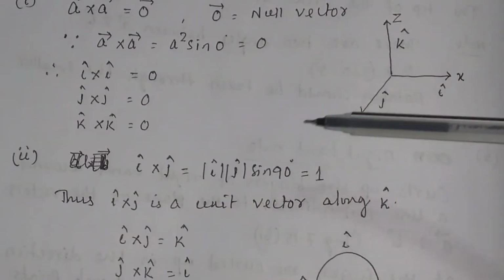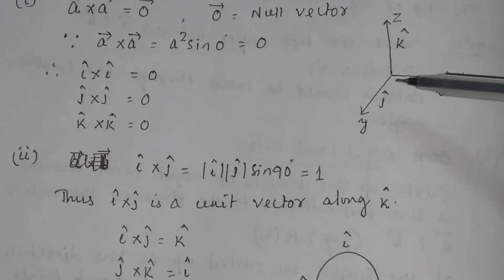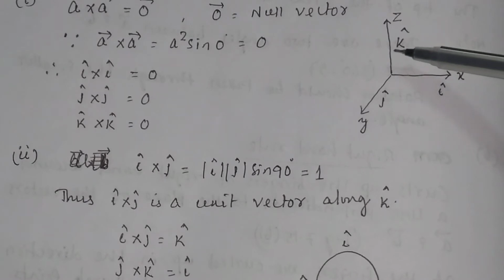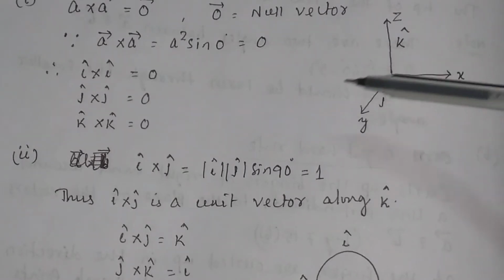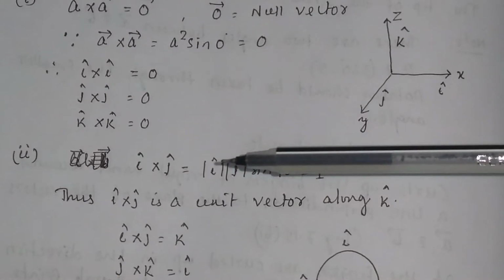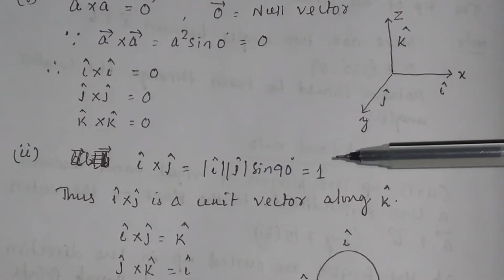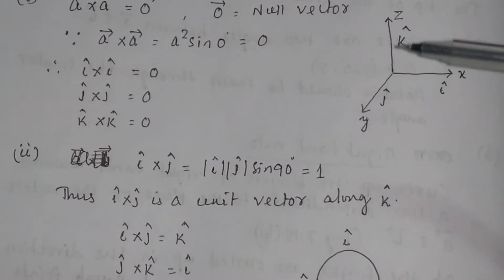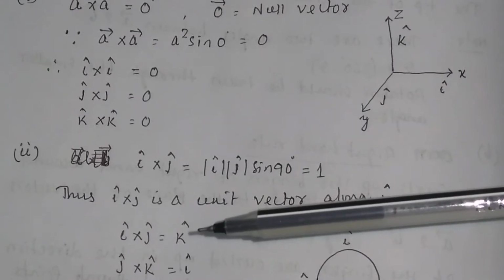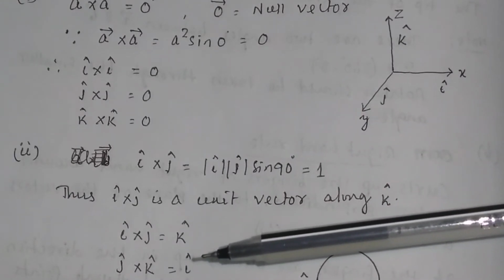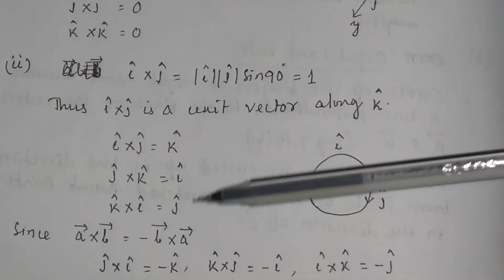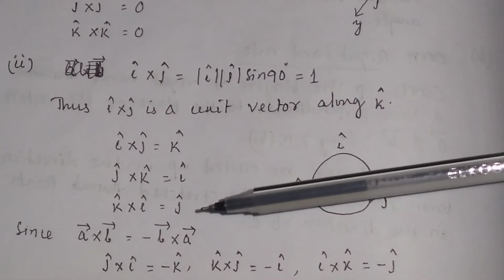Since the angle between i cap and j cap is equal to 90 degrees, the angle between k cap and j cap is 90 degrees and the angle between i cap and k cap is 90 degrees, the magnitude of i cap cross j cap will be equal to 1 and that magnitude is along the z axis, that is along k cap. So you write i cap cross j cap is equal to k cap, j cap cross k cap is equal to i cap and k cap cross i cap is equal to j cap.